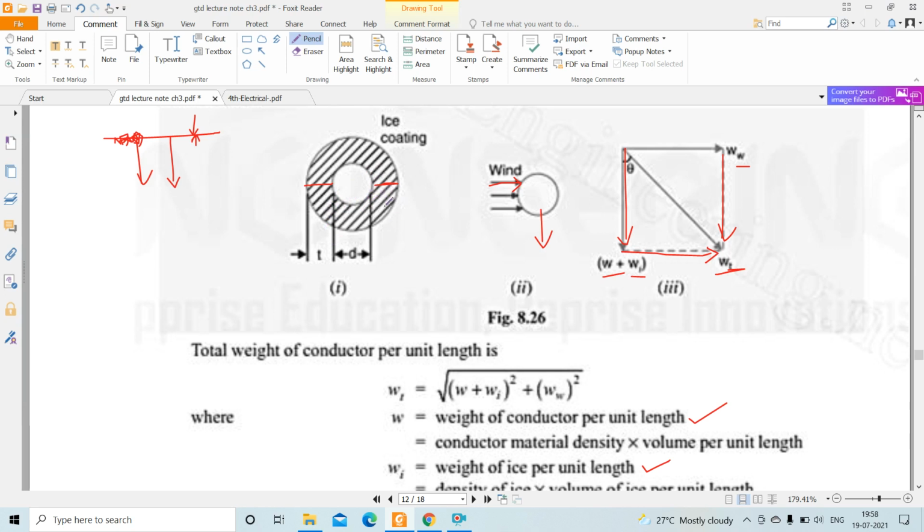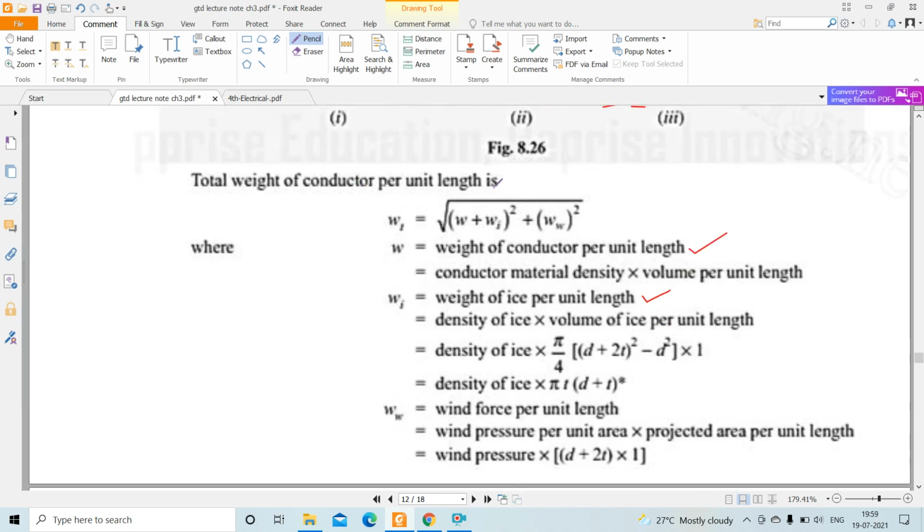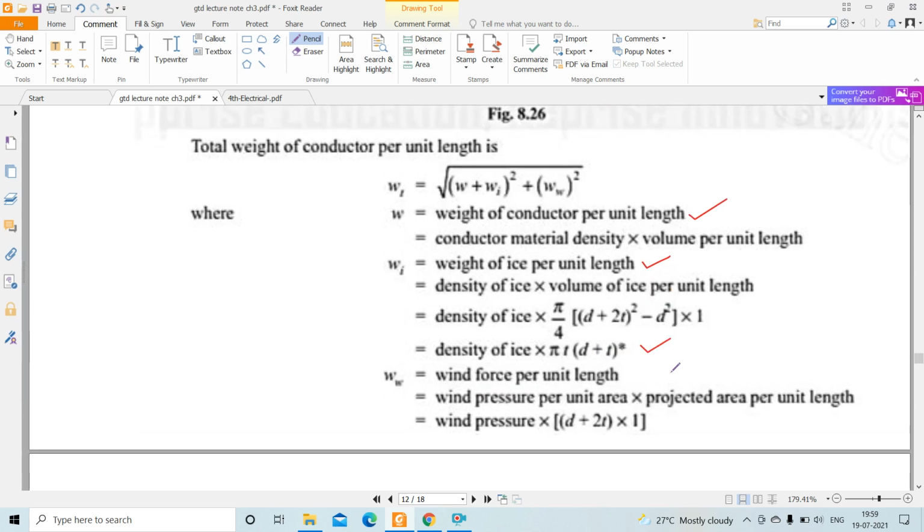Here also there is a t, so if we subtract the conductor diameter from the total diameter, then we find the ice coating width. So (d plus 2t) whole square minus d square, into 1, gives the volume of ice per unit length, and then multiplied by the density of ice. If we solve this, it is pi into t into (d plus 2t). This is the formula for weight of the ice per unit length.